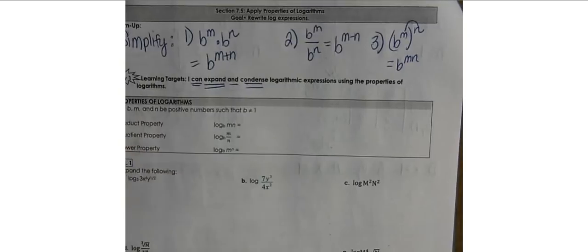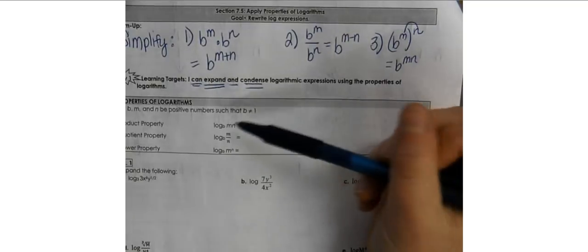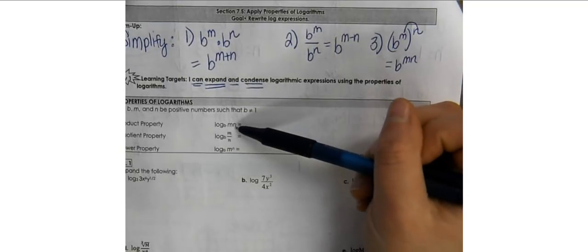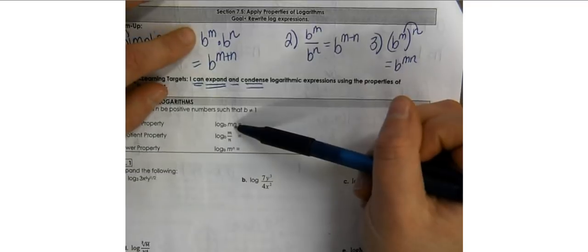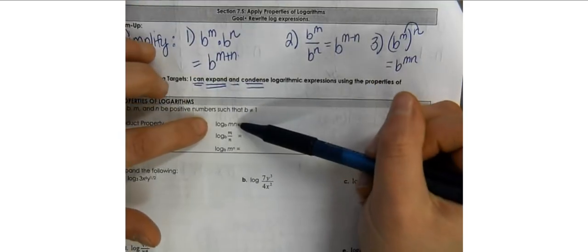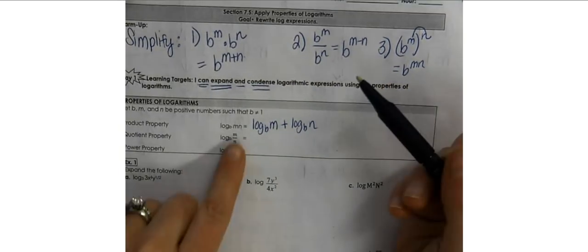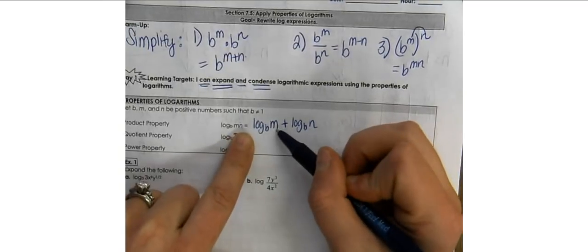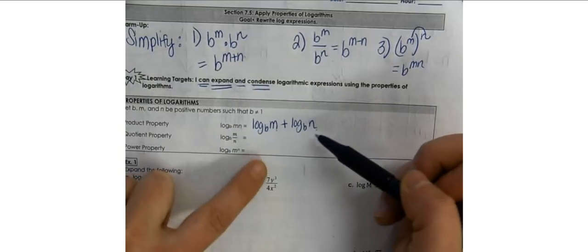So the first property that we have is the product property. And it says that if you have log base b of m times n, what we saw up here is when we multiplied two powers with the same base, we added the exponents. Well, if you're multiplying two numbers together in a logarithm, the way to expand it is to take the log base b of m and add it to the log base b of n. So the expanded form, whenever you see multiplication, is to separate and take the log of each factor. So we're going to take the log of m and add it to the log of n.